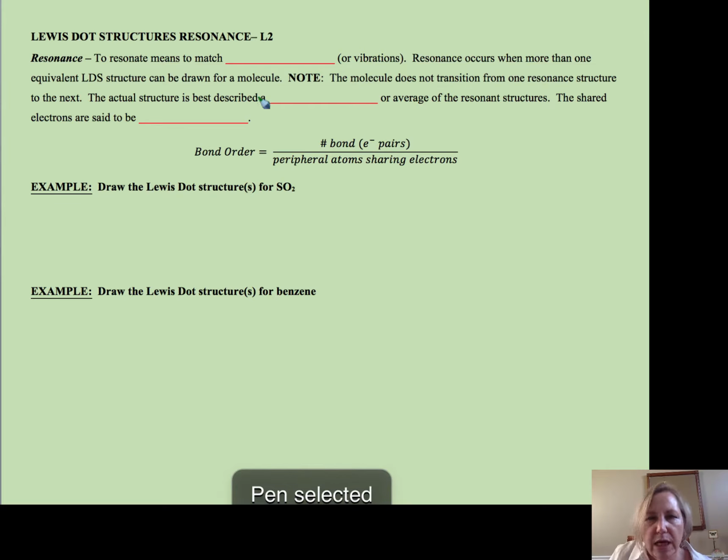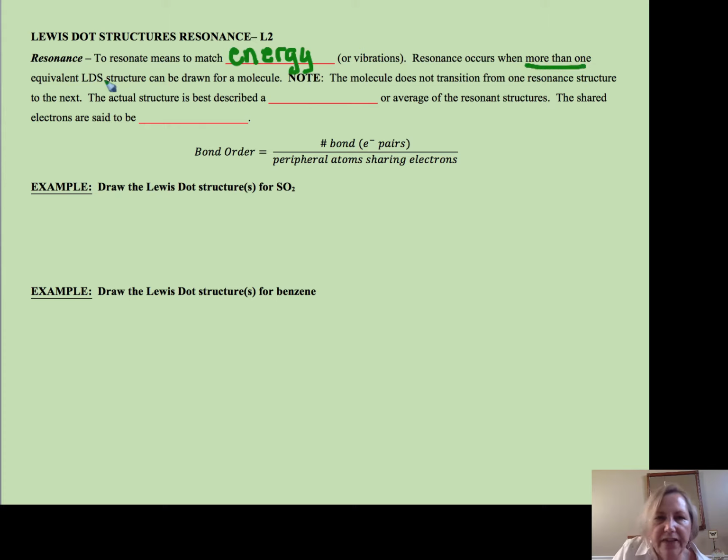We're talking about resonance in Lewis dot structures, and to resonate means to match energy. So resonance occurs when there's more than one, and this is key, equivalent Lewis dot structures. In another video, I'll address a situation where they are not of equal energy. Now note, the molecules do not transition from one structure to the next.